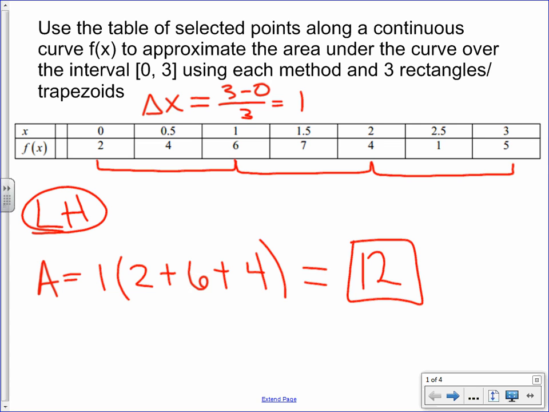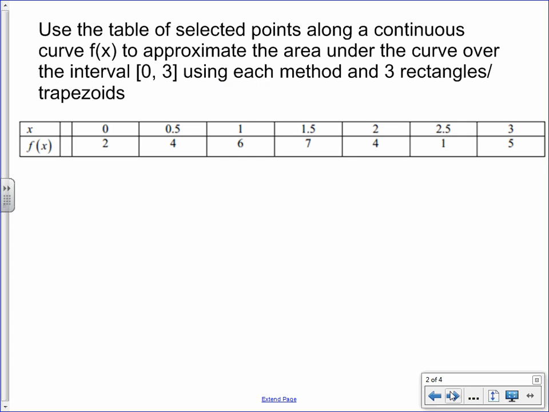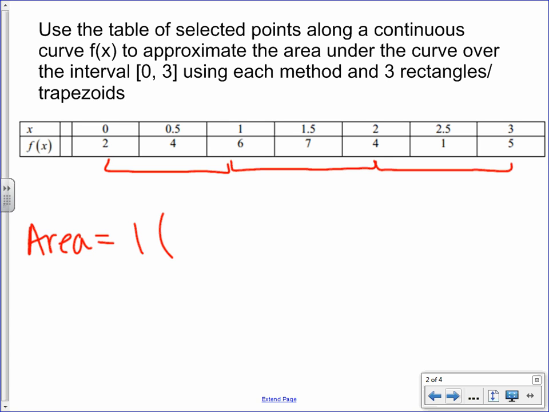Let's talk about right hand. We still have the same 3 subintervals here. Our delta x is still 1, but now we're going to do right hand. So what is our first rectangle's height? 2. Our second rectangle? And our third? 5.